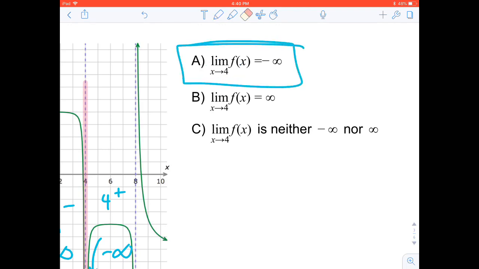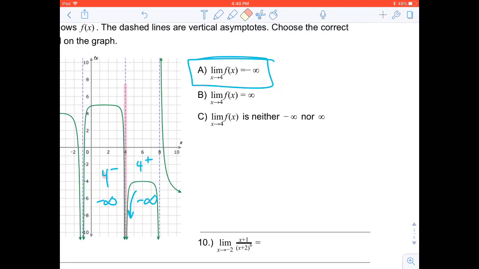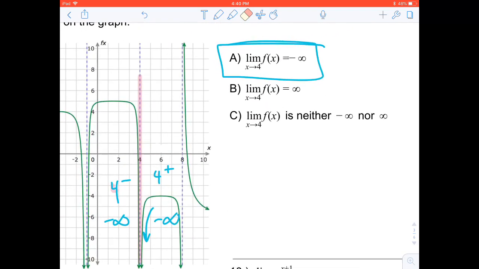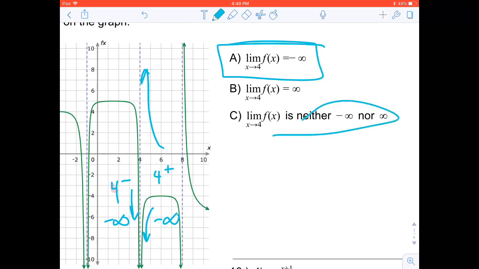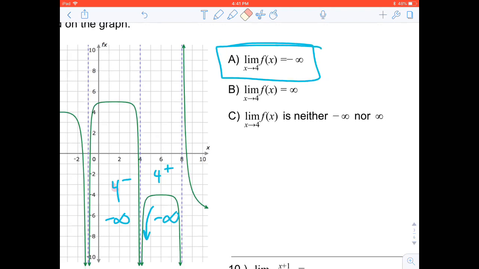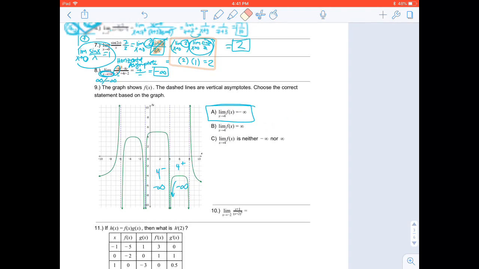So that would be our limit as x approaches 4, because we had to check both the left and the right side. If, let's say, the right side was going up like this instead, and the left was going down, then the limit would be neither. It would not exist because they're going in opposite directions. But since they're going in the same direction, then our limit is that negative infinity there. Okay.